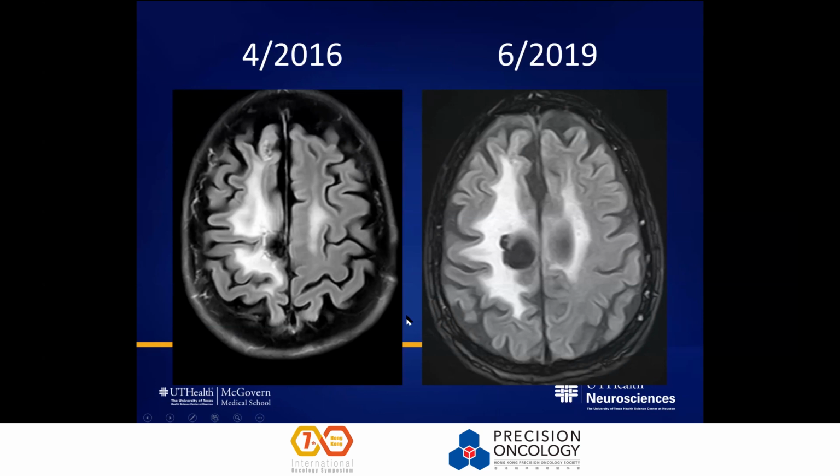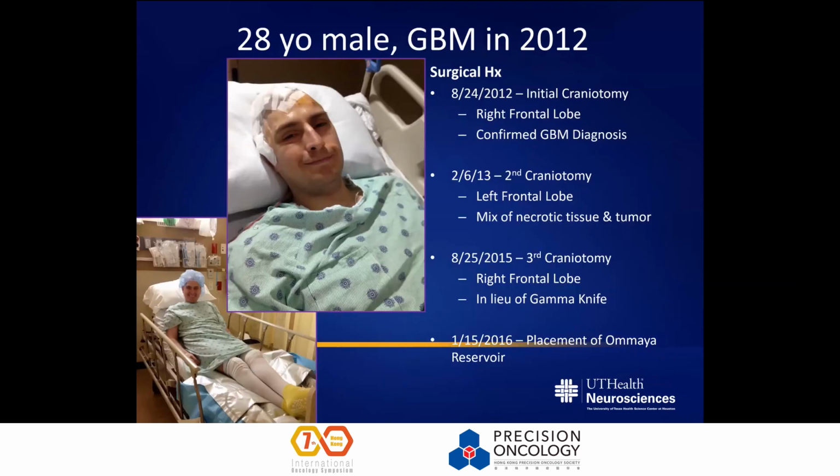I think this, as I said, is a combination of a tumor with radiation-related change. So this is the last patient I'm going to share with you. He's 28 years old, and he gave me permission to share his pictures with you all. His original surgery was in 2012, on the right frontal, actually bifrontal, as you will see in the picture next.